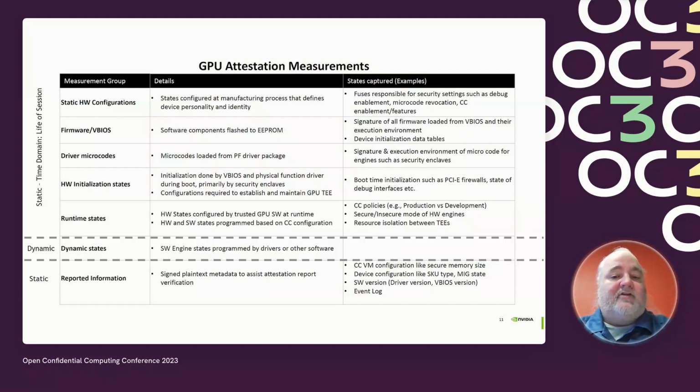Also, other various hardware engines, whether or not they've been programmed to be in their hardware security mode or their non-secure modes, those are all measured. Then there's the resource isolation between trusted execution environments. So, looking forward when there's a MIG configuration, and each MIG is its own security enclave or trusted execution environment, this would also ensure that the resource isolation has been properly set up between the various MIGs.